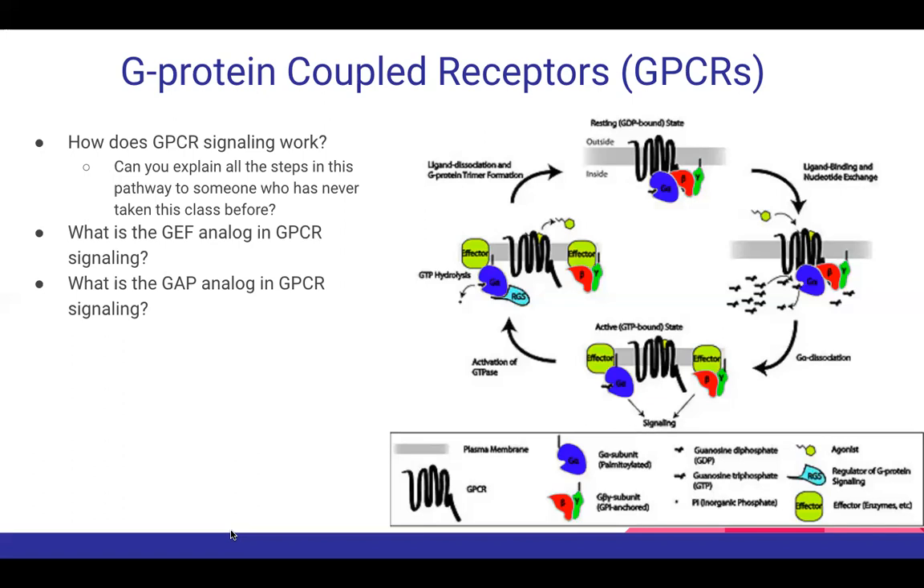And so because of that, you can guess now that the GPCR itself, that receptor, is the GEF analog, because it's what's causing that exchange when the ligand binds for GDP to go out and then GTP to come in. So that's the analog for GEF. But continuing down the signaling pathway, now that G alpha is active, it can go downstream and bind to different effectors to cause a signal transduction cascade.